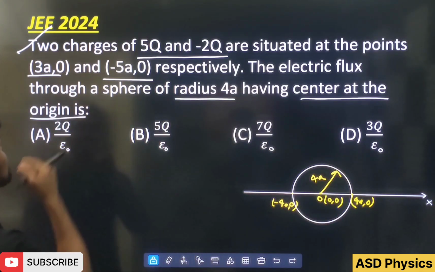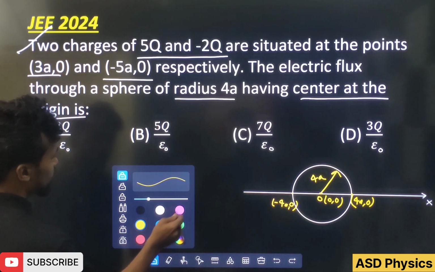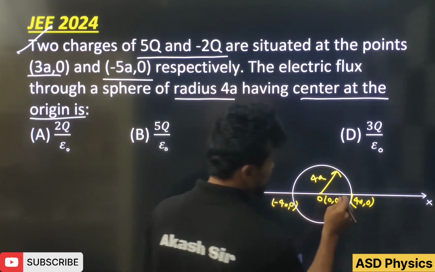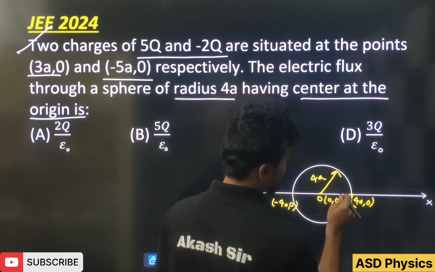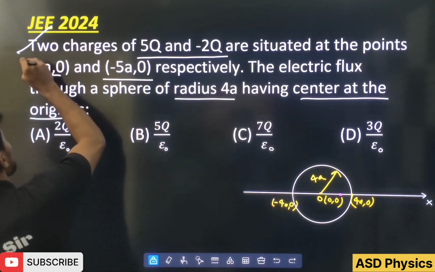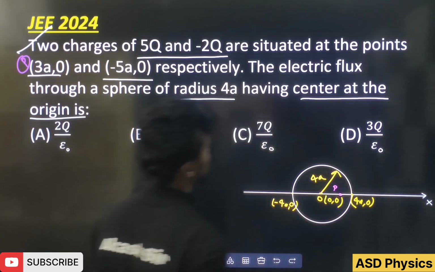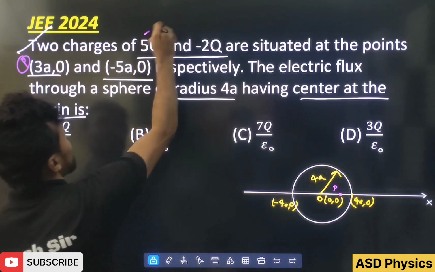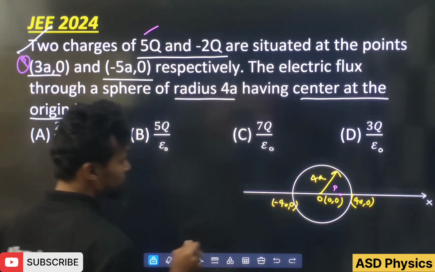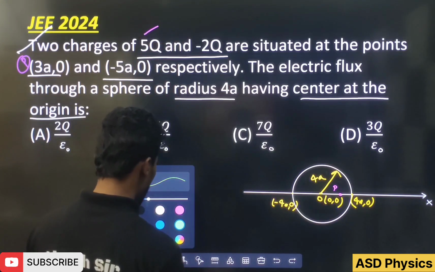After that, where are the charges? Charges at 3a, 0. Where will be the 3a? 3 will be definitely somewhere here. Now this is 3a, 0, not 3a. This point, let's take, I have written here, this point is P. Okay, so my point P is here, 3a, 0. And how much charge is present? 5q charge is present at this point.